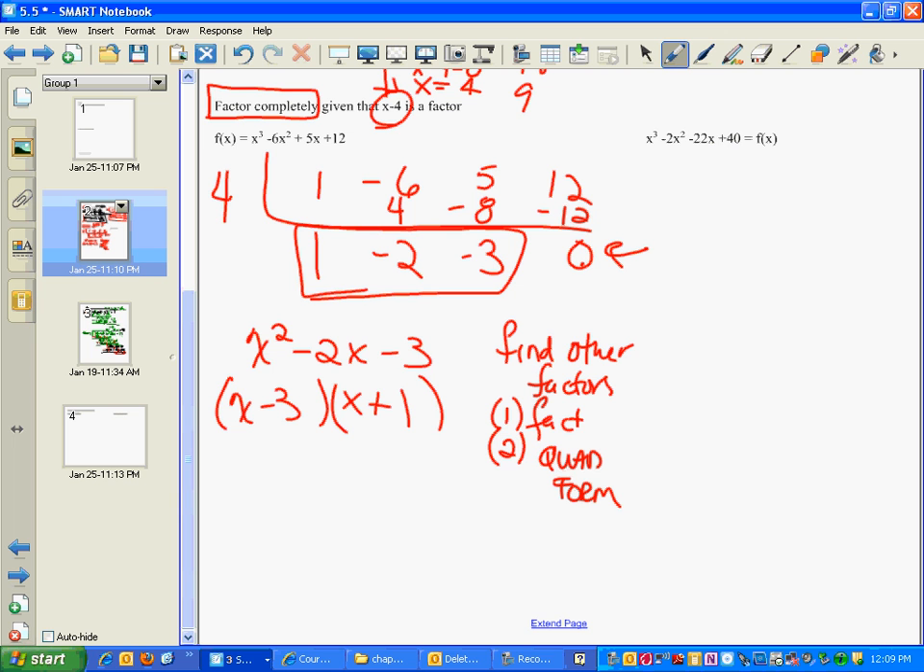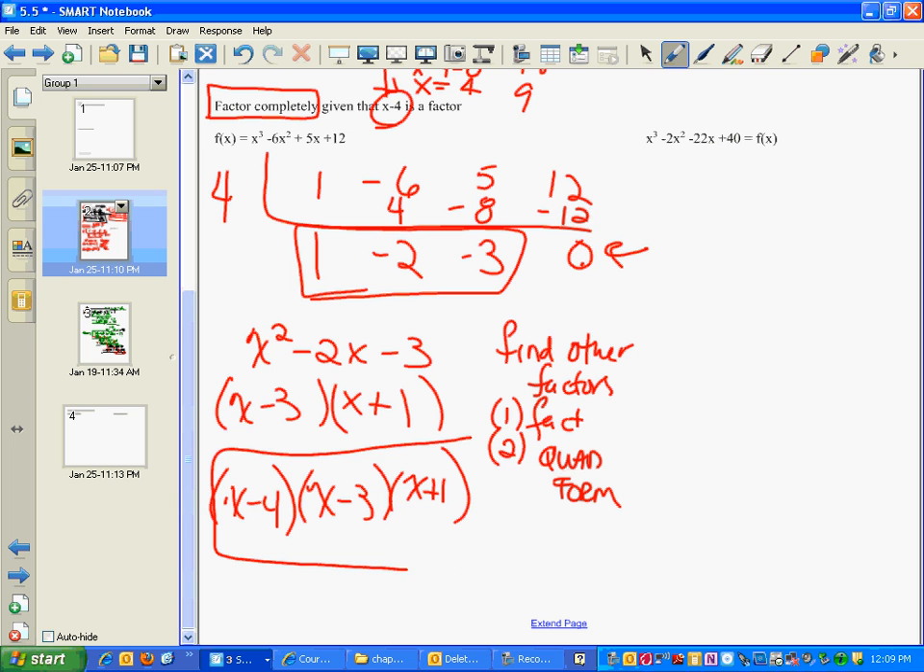All right, so what were all my factors? My first one was x minus 4. I was given that. My other factors are x minus 3 and x plus 1. You following this? I was given this. This one was given.